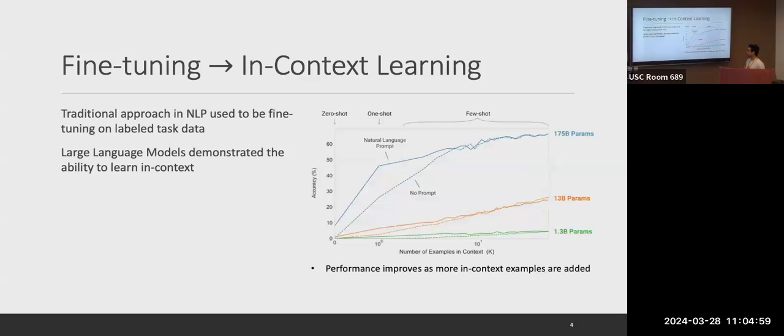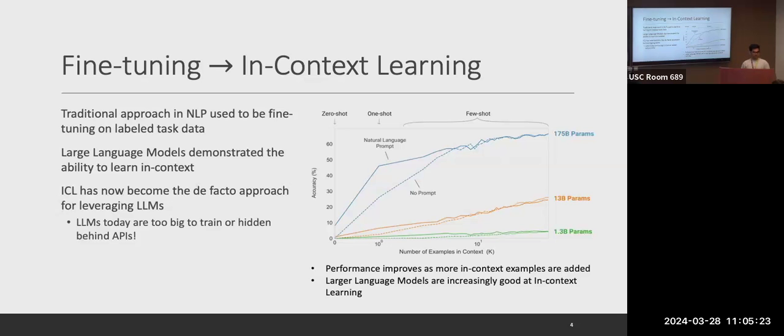And then it was also noticed, this is from the GPT-3 paper, that the models improve in performance as you give them more and more in-context examples. So in the x-axis, you have the number of examples. The models also, as they get bigger and bigger, get better at using those in-context examples. So much so that more recently, in-context learning has become the de facto approach to leveraging large language models, which is good because these models are so big that it's almost intractable or impossible to train, and often they're even hidden behind APIs. You cannot even train them.